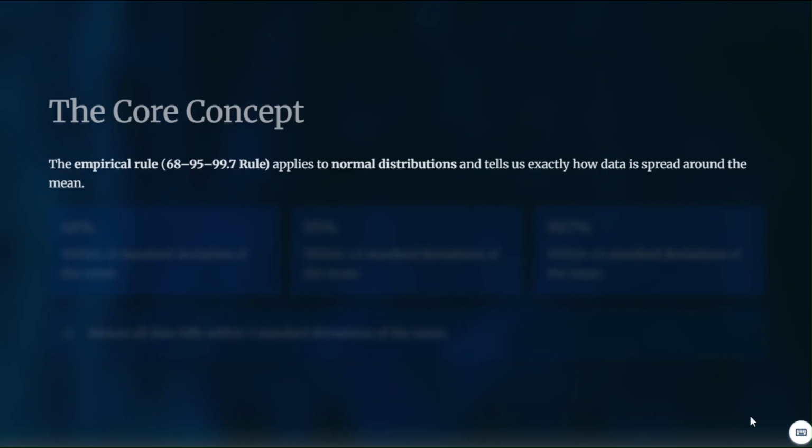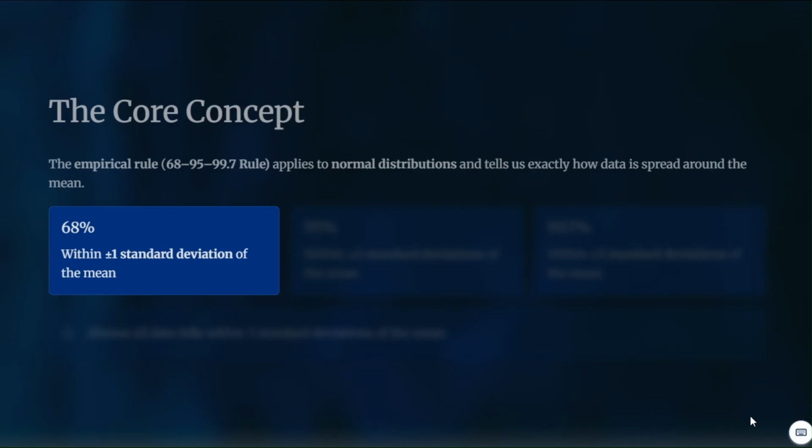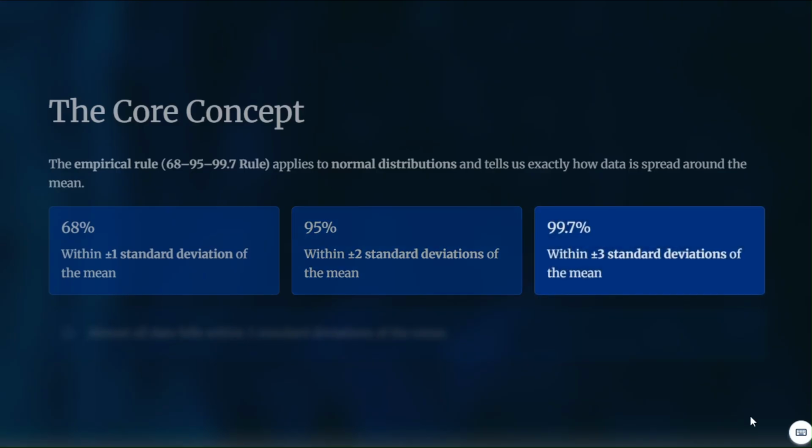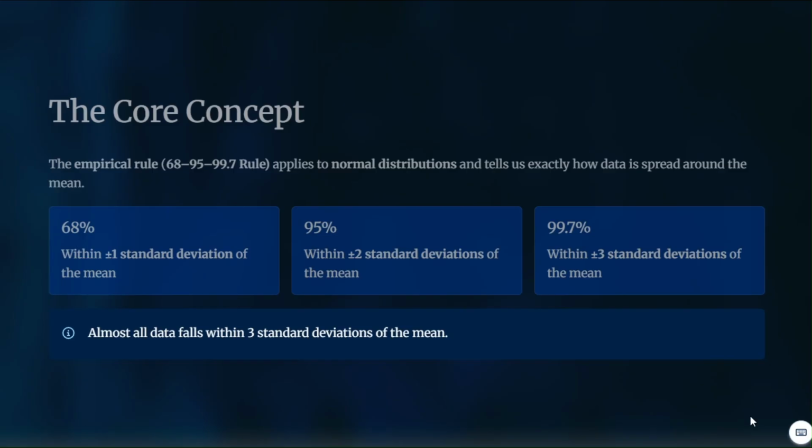Three numbers are all you need to remember. 68%, that is, about 68% of the values fall within 1 standard deviation of the mean. 95%, that is, about 95% of the values fall within 2 standard deviations of the mean. And 99.7%, because about 99.7% of the values fall within 3 standard deviations of the mean. Therefore, almost all data falls within 3 standard deviations of the mean.